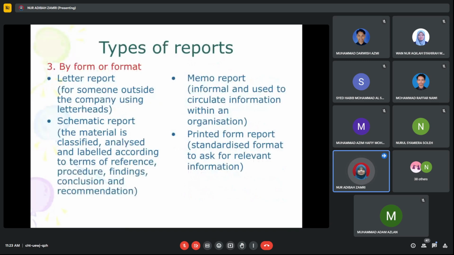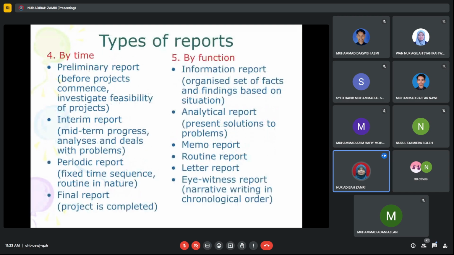What else? This one is by form or format. These are all the formats of the reports. It can be a letter, schematic, memo, printer, progress report, problem and solution report, and so on. There are lots of types of reports.